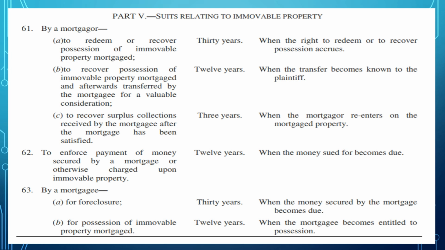Next one is by a mortgagee. Imagine a mortgagee wants to make a foreclosure. Then he can do it within 30 years when the money becomes due. This 30 years should be counted from the date the money becomes due.